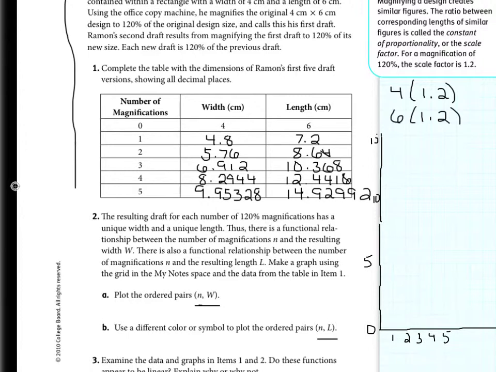I'm going to start with this ordered pair, and I'm going to do it in red. When the number of magnifications was 0, we're at 4. When it was at 1, we're at 4.8, so that's a little bit before 5. When we're at the second one, that's a 5.76. Third is at 6.9. That's almost a 7. 4 goes all the way up to 8.2. And 5 is at 9.9, almost 10.